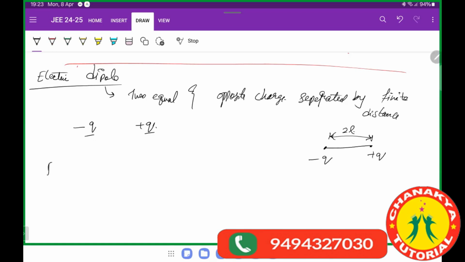P equals Q into L. This is called the dipole moment.